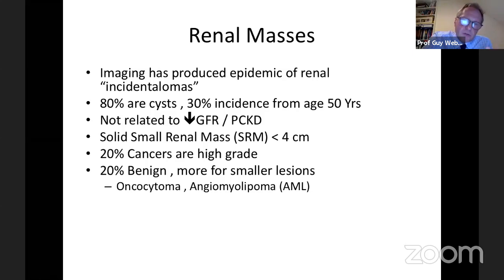And we're talking about solid renal masses, SRM, small renal mass, less than 4 centimeters. And we know from studies that 20% of these are benign histologically, and more so, a larger proportion for the smaller lesions. And the majority of these benign lesions are oncocytomas or angiomyolipomas. And we also know that of the cancers that we see at this small size, only about 20% are high grade. So most of the cancers are relatively indolent and unaggressive.